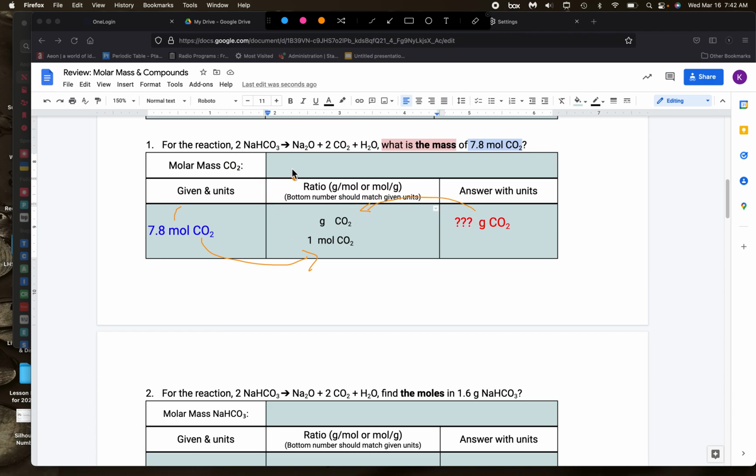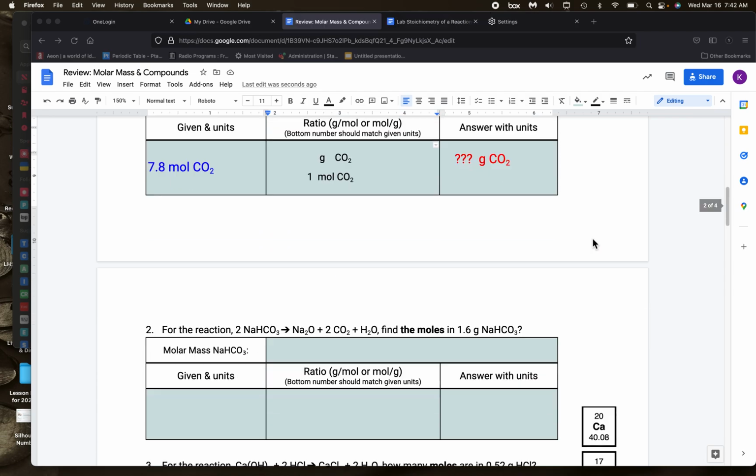Now we got to calculate this. 12.01 plus 16.00 times 2. Again, these are values off the periodic table. Gives me 44.01. So in here goes 44.01. And then I get my answer. And again, this is a multiplication because I have the number on top of the 1, and so it's just a multiplication, and I get 343.3 grams of CO2. All right, that's what we did.